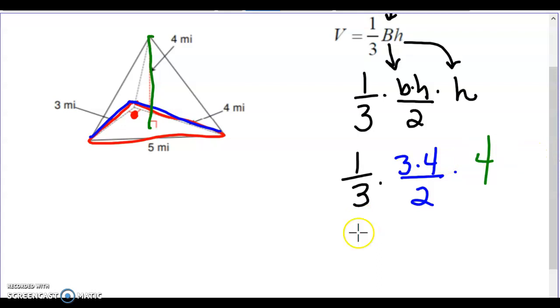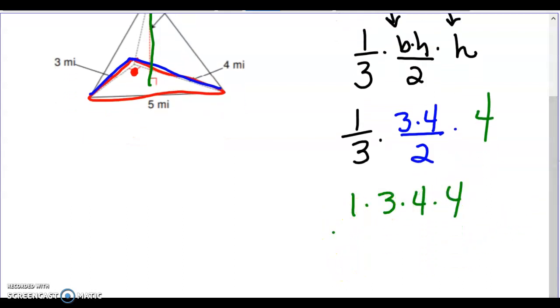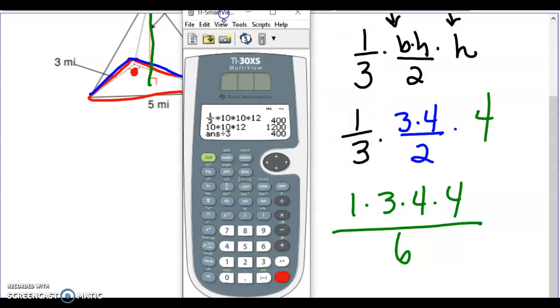So again, timesing this in on my calculator, you could just times all the way across the top. So 1 times 3 times 4 times 4. You could figure out what that answer is, and then divide it by 3 times 2, which is 6. So you could do it that way. Again, you can type it in just like how we have it on here. So I would practice a few times with your calculator, making sure that you can figure out how you want to type it in to get the same answers as I'm getting.